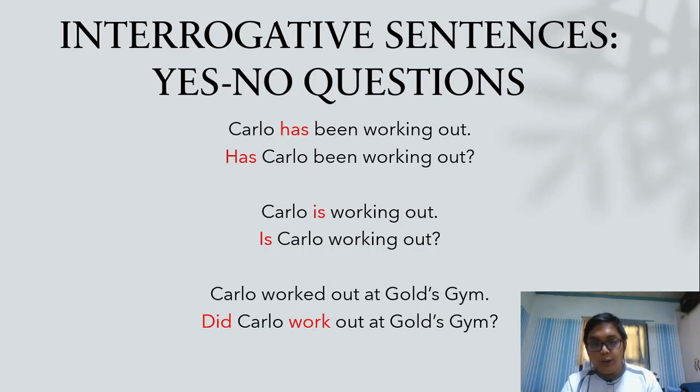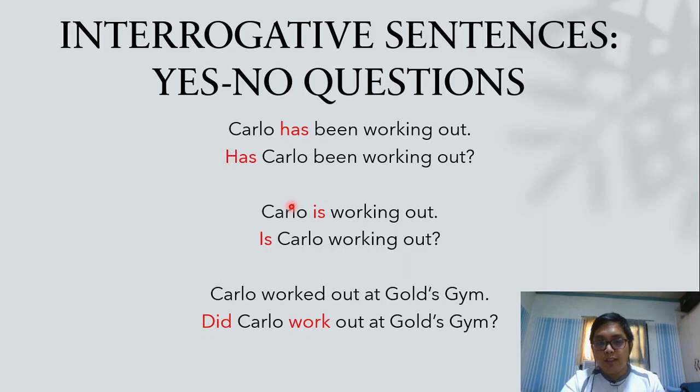Yung una, makikita nyo, what if the one that has been used there is an auxiliary? The word has. So of course, by rules, we first need to identify what is the first auxiliary present in the sentence. Now, kapag na-identify mo na yon, again, place it there into the beginning.